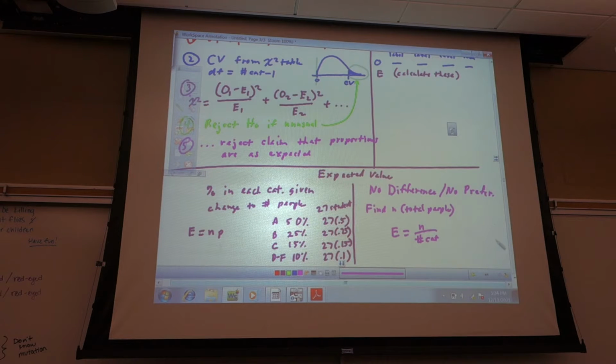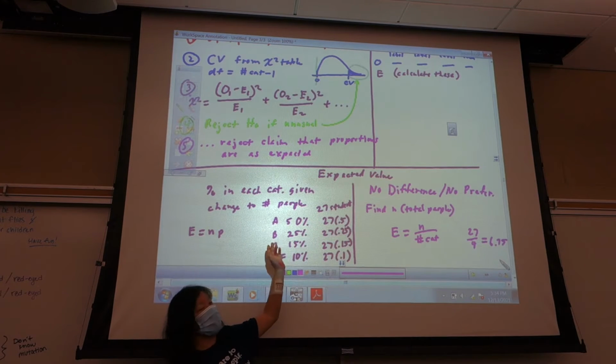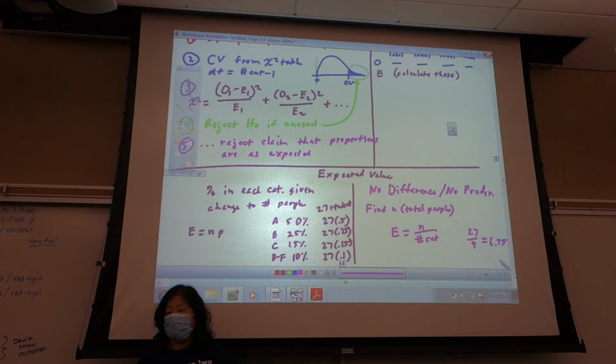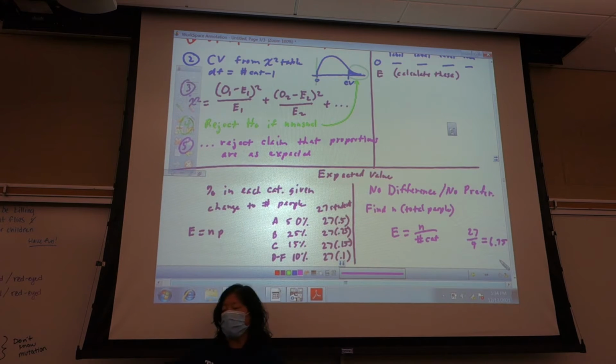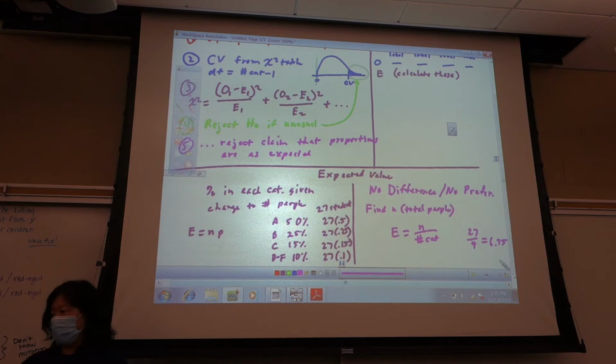So I would do 27 divided by 4, because I have 4 groups, A, B, C, D, F. So I would expect there to be 6.75 students in each group. I would expect 6.75 to get A's, 6.75 to get B's, 6.75 to get C's, and so on, if I thought there was no difference between the grades, like there should be the same amount in each group. Okay, good. Perfect.